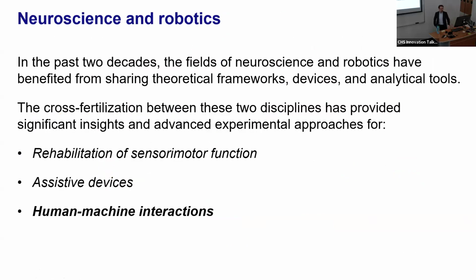So neuroscience and robotics in the last, I'd say 20, 30 years have borrowed from each other tools, techniques, analysis to truly advance each other's missions. And some of the outcomes have been in the field of rehabilitation of sensorimotor function, assistive devices, and human-machine interaction, which is one of the key topics I'm going to focus on.